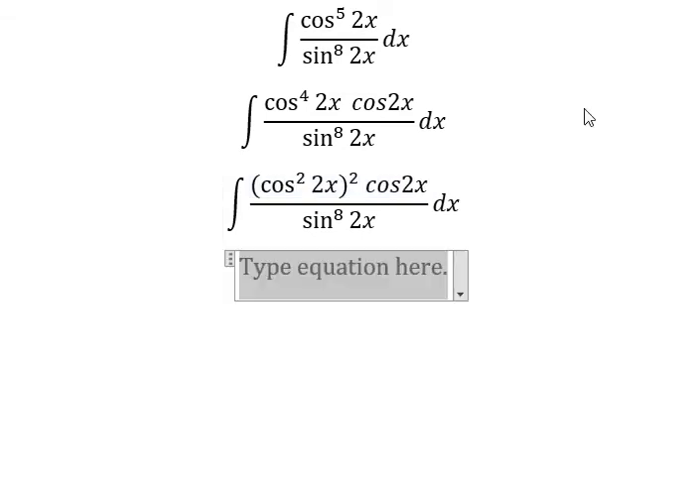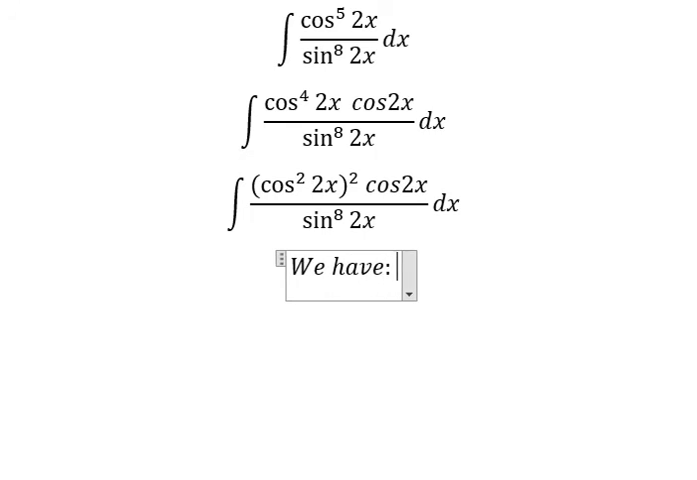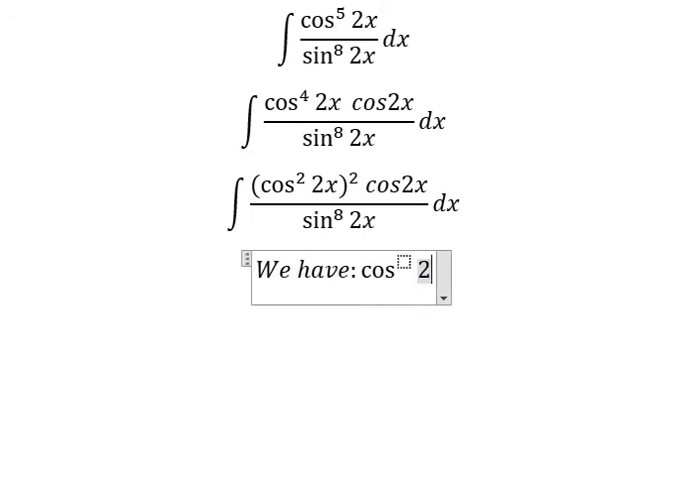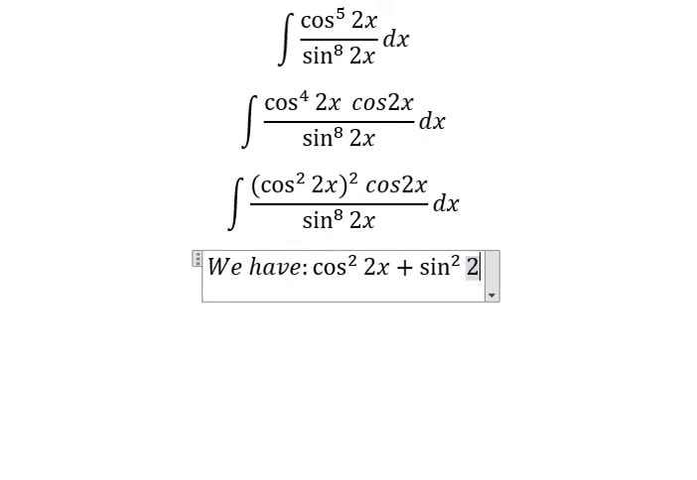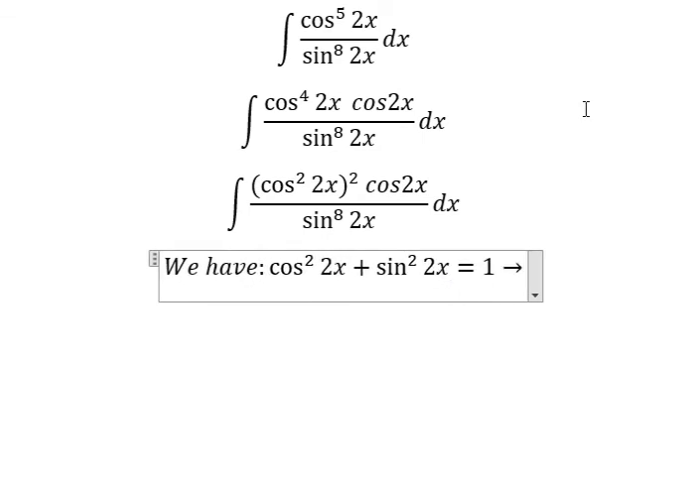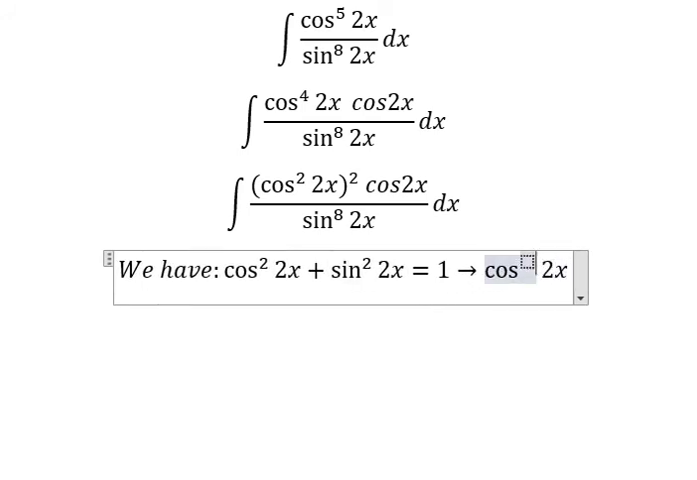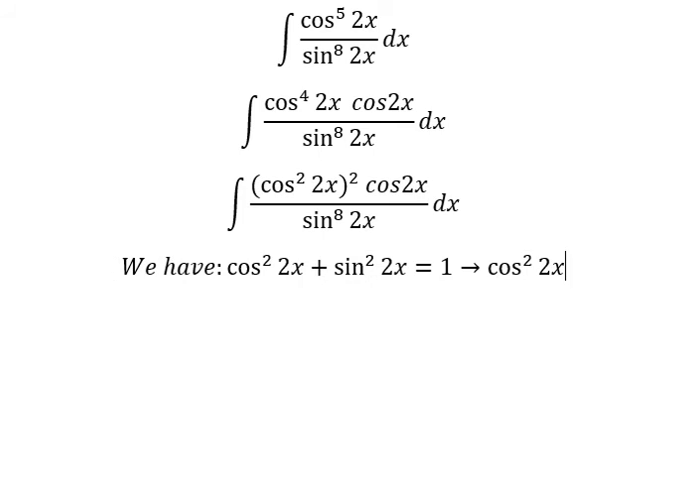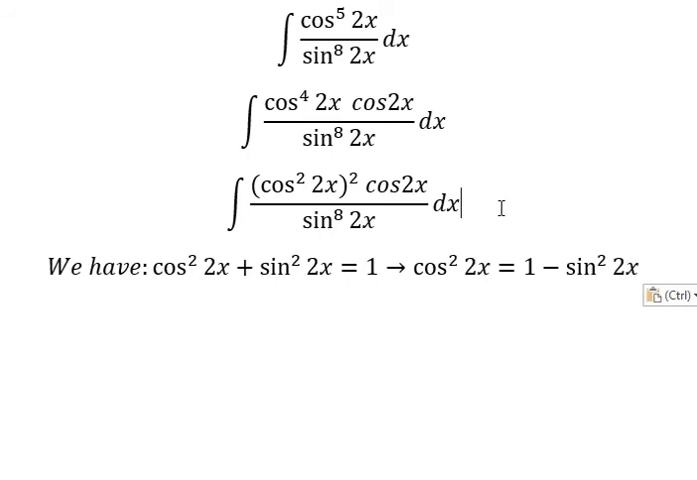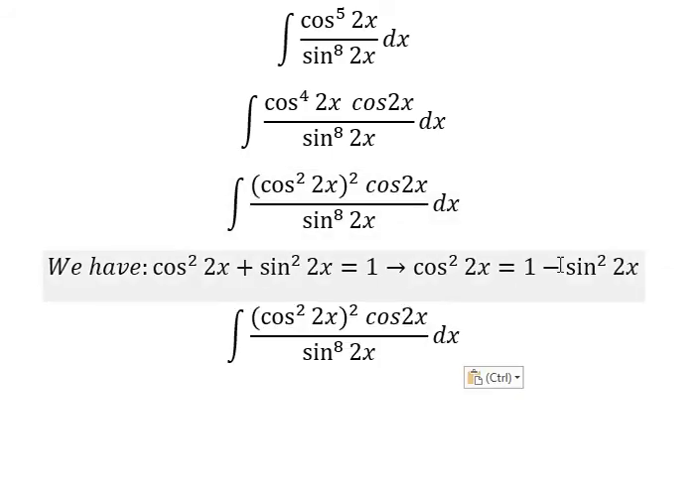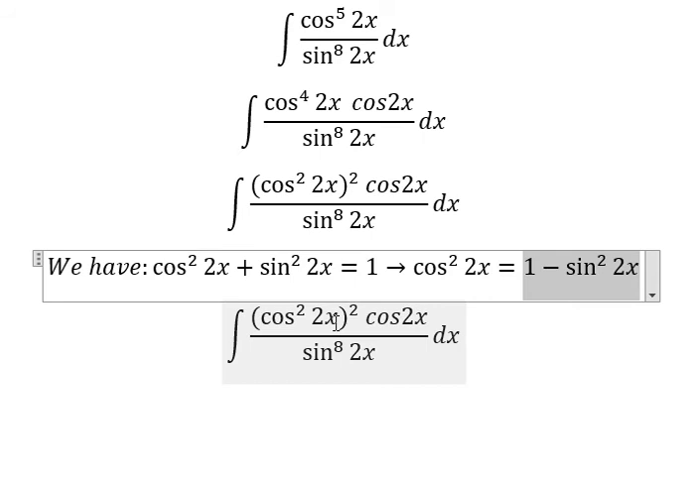Now we can apply the formula in here. That's about cosine 2x squared plus sine 2x squared equals 1. So I will put sine 2x squared to the right. So we have cosine 2x squared equal to 1 minus sine 2x squared. So I will put this one to replace this one.